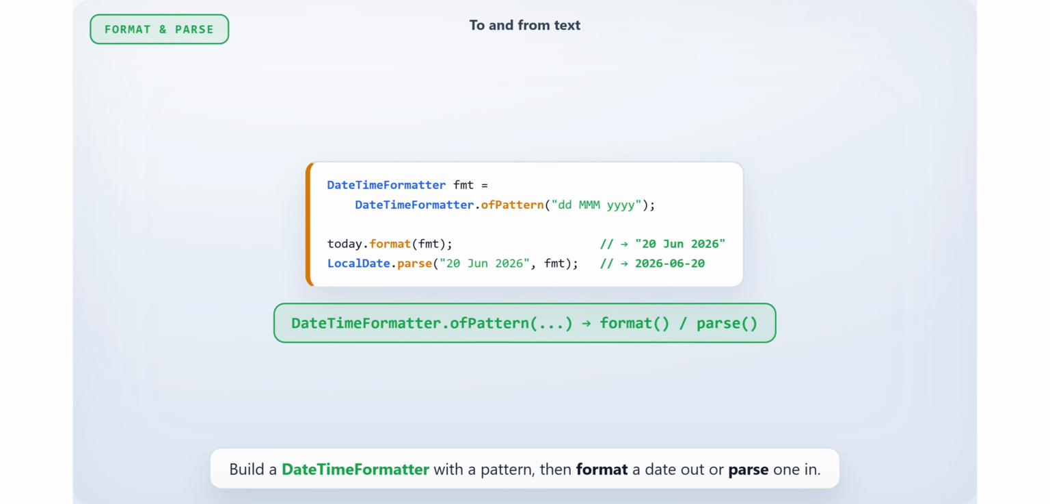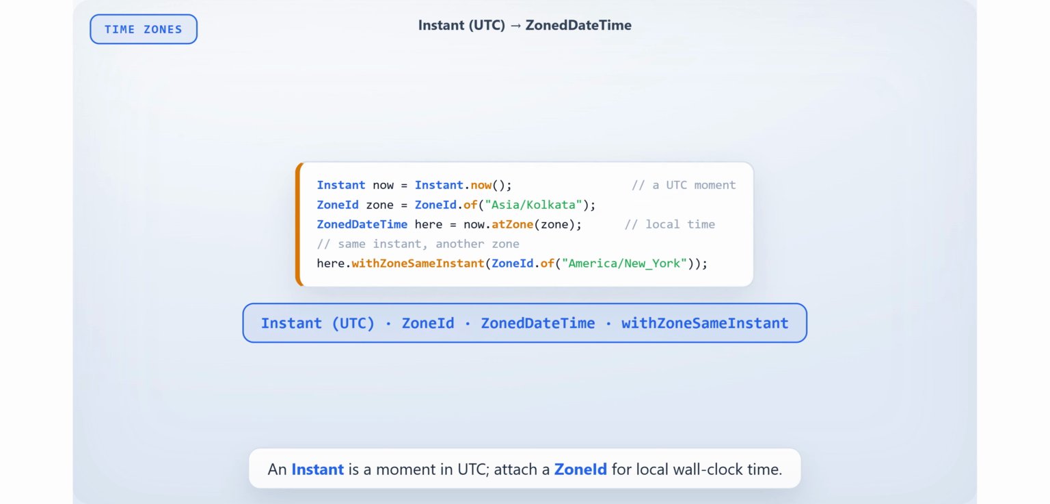To convert to and from text, build a DateTimeFormatter with a pattern. dd MMMM yyyy formats today as 20 June 2026, and the very same formatter parses that string straight back into a LocalDate.